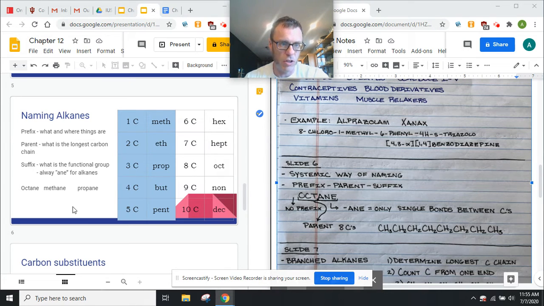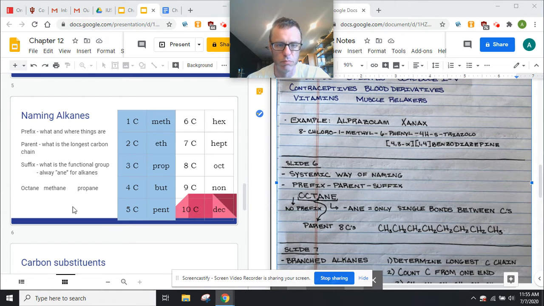So prefixes tell us what and where things are. Got it? Parent: what's the longest carbon chain? These things right here are your parent names. Suffix: what is the functional group? And it's always -ane for alkanes, right? So say ethane, 2 carbons. -ane means there's a single bond between them.